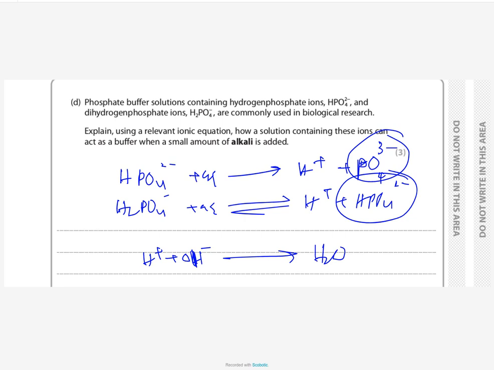That's the third point. That point should always be written in the buffer explanation. You should always write the third point: acid to salt, or salt to acid, concentration ratio remains almost constant. You should never use the term constant. Say almost constant or virtually constant.